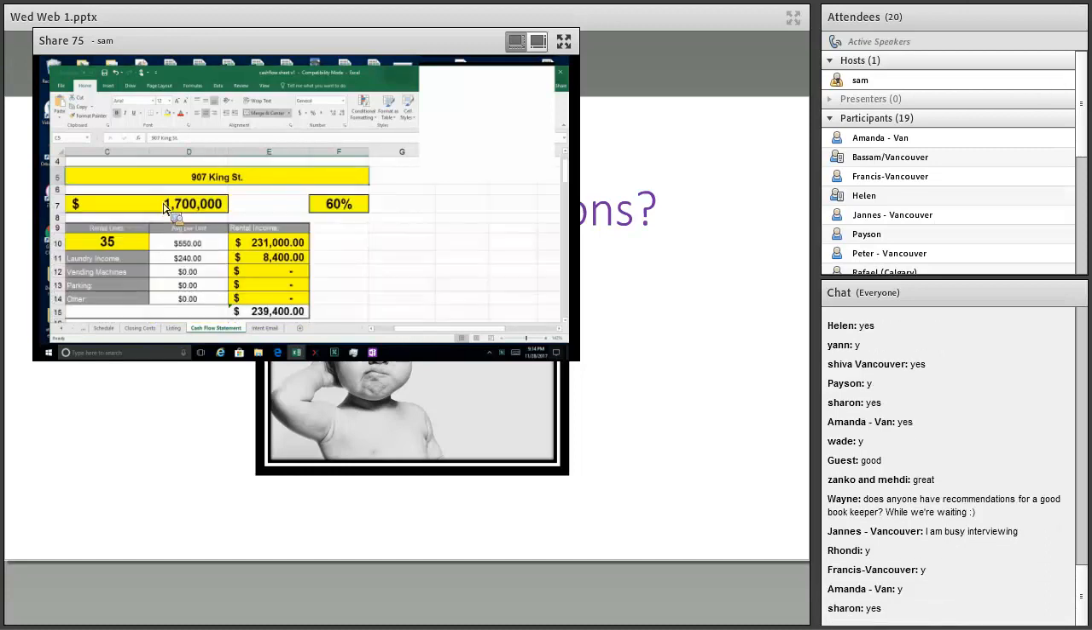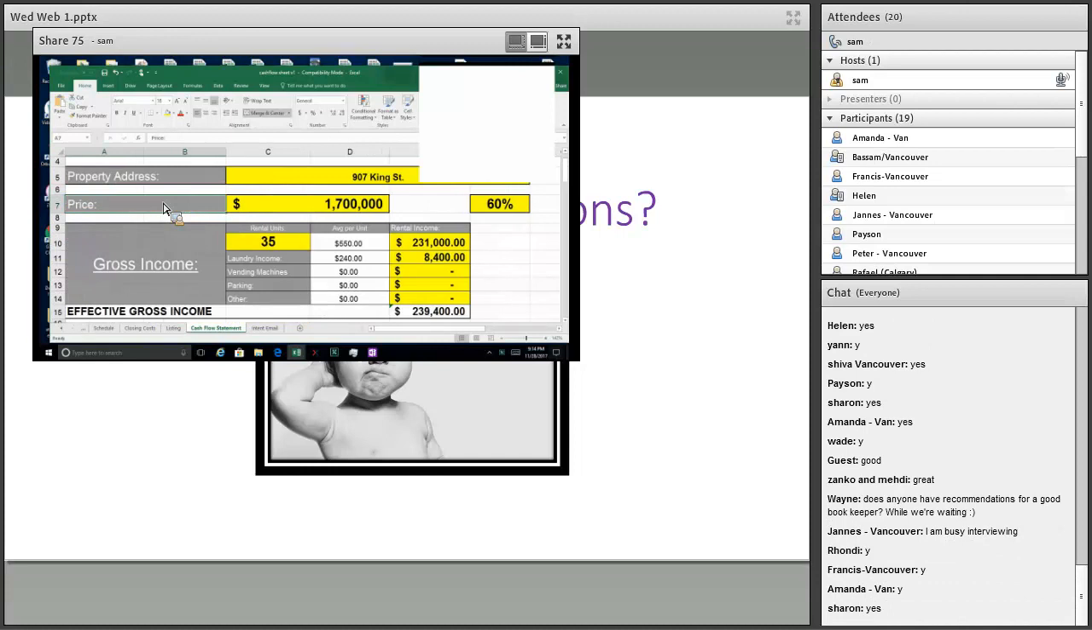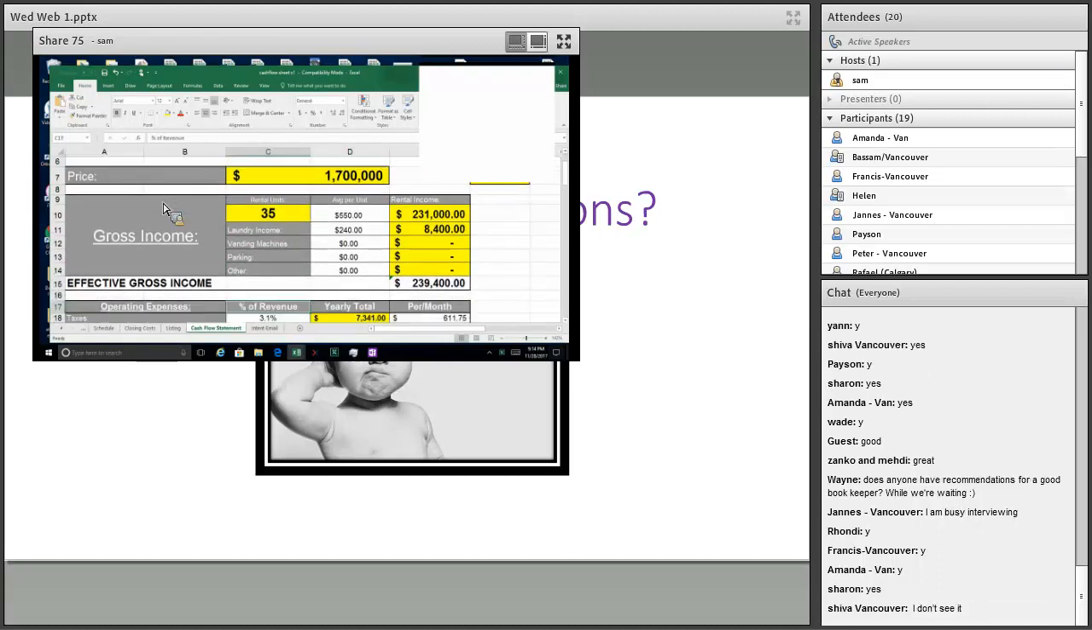All right. So let's go through this together. What we do with the sheet is it's helping us establish the income and expense statement for a property and give us an understanding of profitability. Okay. So when you look at this property, you don't see it.